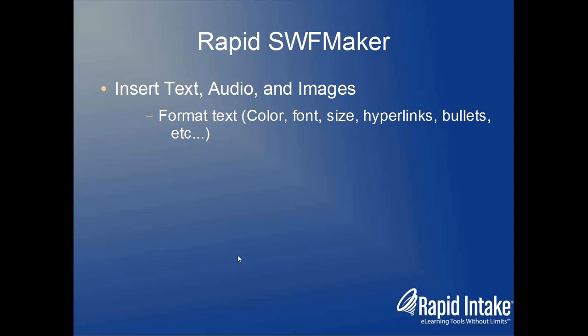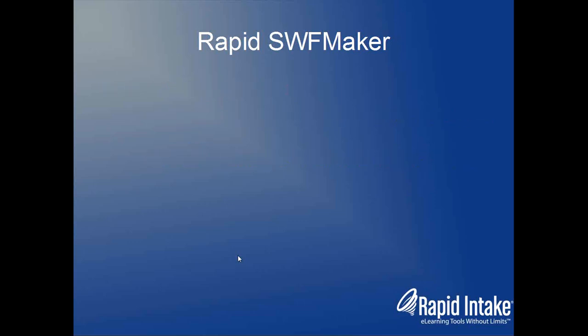When you put in the text, you're able to format it with the standard options: color, font, size, hyperlinks, bullets, etc. Also, when you're putting in images, the images will automatically resize to fit the interactions. The interactions are varied, with a lot of different styles and types, and so the image is going to resize to fit that particular interaction template.